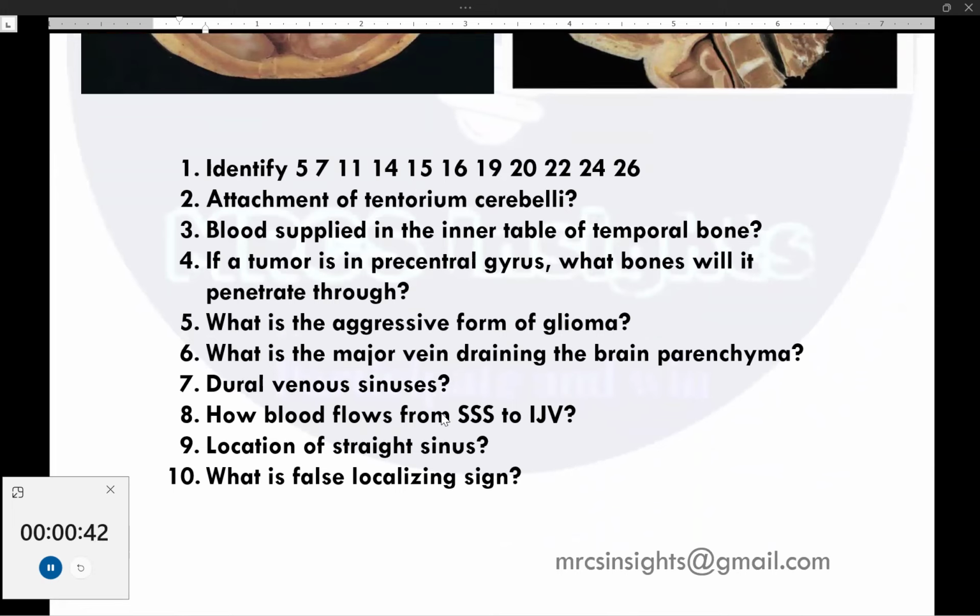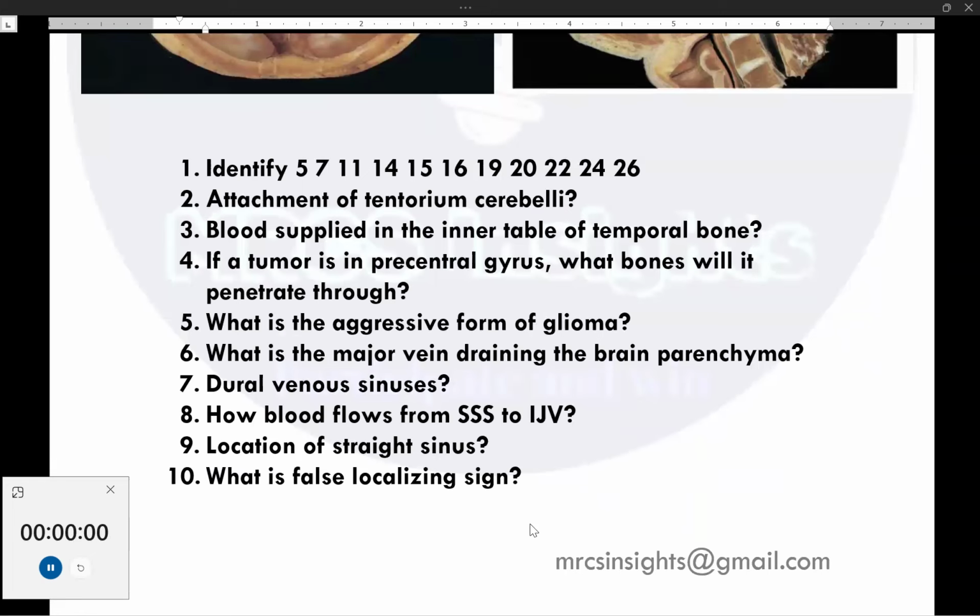Dural venous sinuses are paired and unpaired. This includes superior sagittal sinus, inferior sagittal sinus, straight sinus, transverse sinus, sphenoparietal sinus, and occipital sinus. So now tell me how blood flows from the superior sagittal sinus into the internal jugular vein. From the superior sagittal sinus, it goes to the confluence of sinuses, then transverse sinus, then sigmoid sinus, and then internal jugular vein. Excellent.